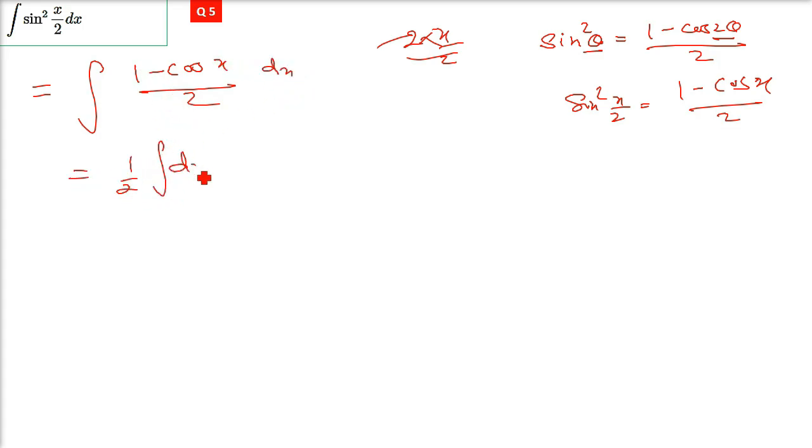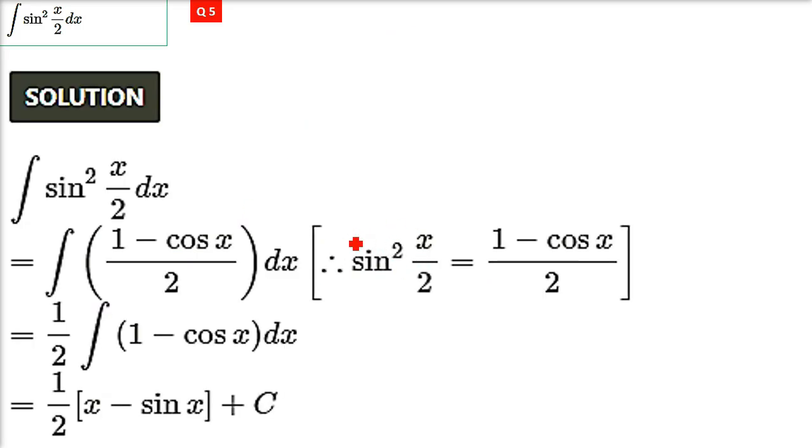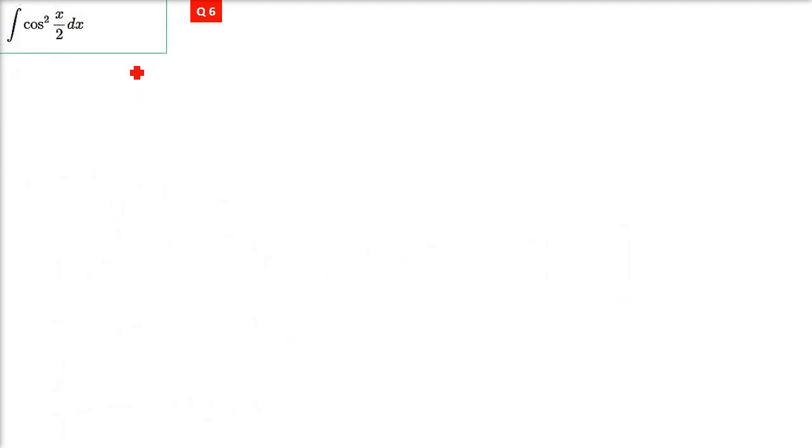Half I am taking outside, integration of dx. Half we have taken outside, integration of cos x, and of course with the dx here. So we have x by 2 minus cos x is sin x divided by 2 and with the constant of integration. So we can just move a step ahead. We can just take 1 by 2 outside and it will be x minus sin x plus c. This is your final answer. This is sin square x by 2. And the next question coming up is cos square x by 2.